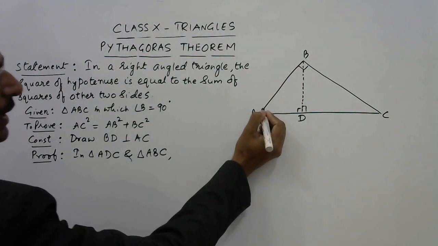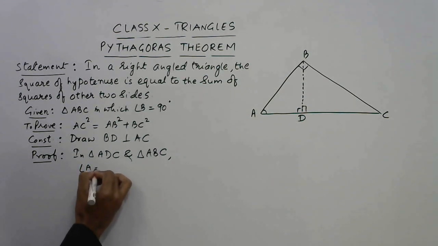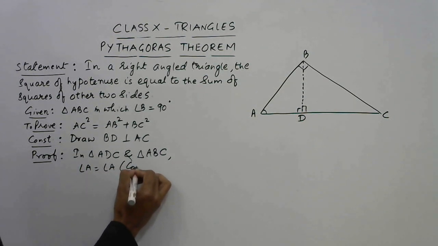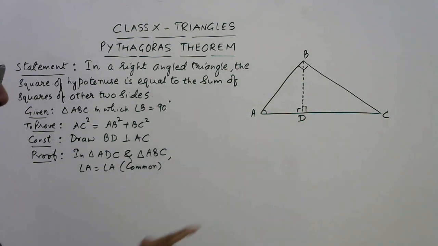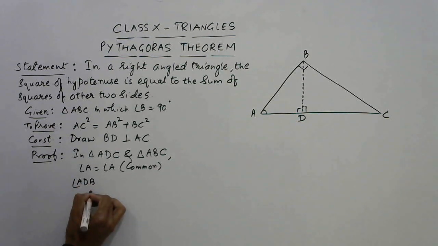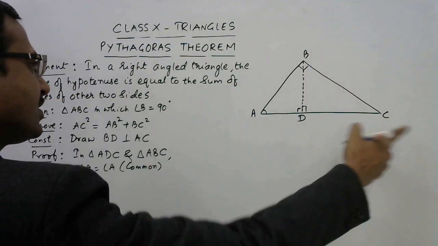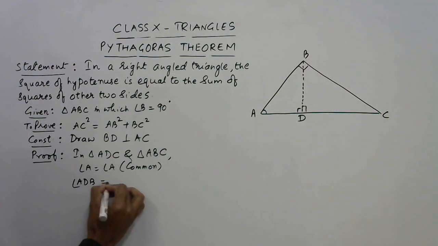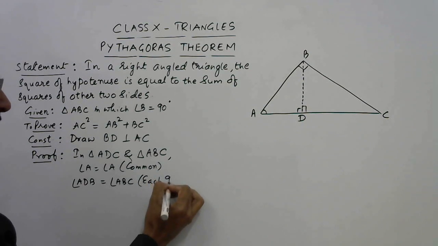Now see, angle A is common here. So angle A equal to angle A becomes the common angle in both the triangles. And one of the angles is 90 degree. In the smaller triangle, angle ADB is 90 because this is perpendicular. And in the larger triangle, angle ABC is 90. So we need to write the reason, each 90 degree.